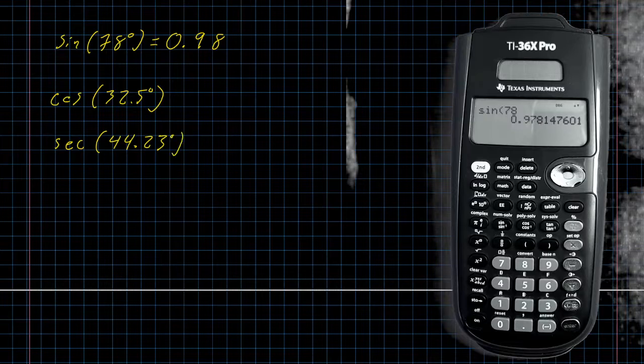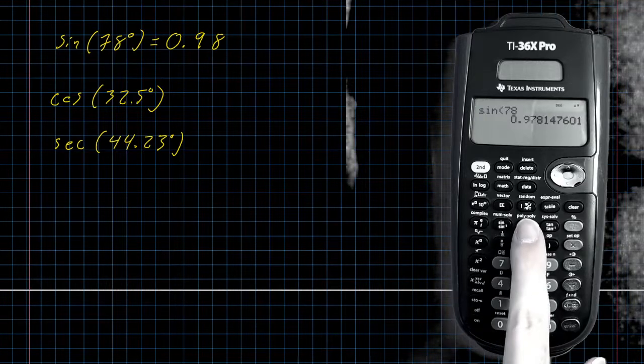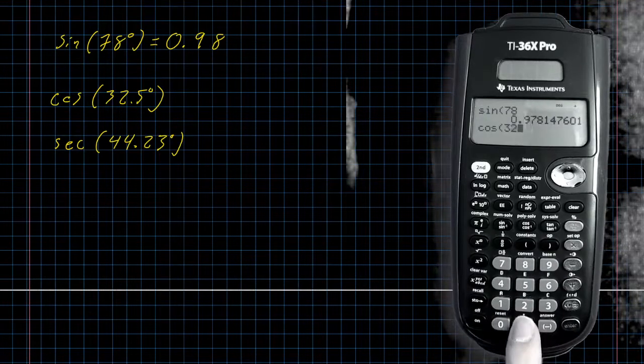All right, so for a couple others to look at, let's take a look at the cosine of 32.5 degrees. Which my calculator tells me is 0.8433, etc.